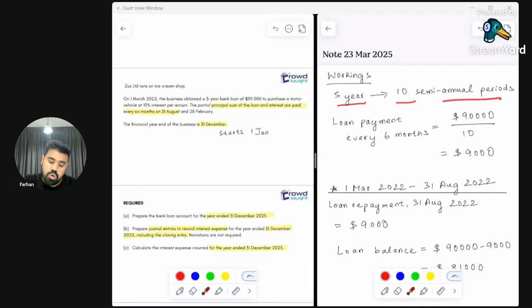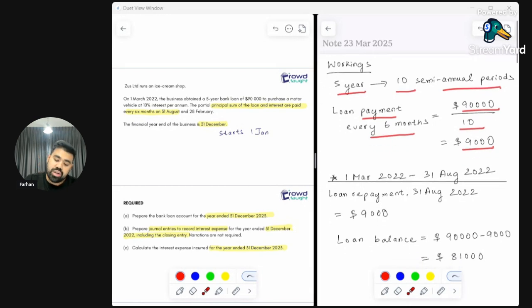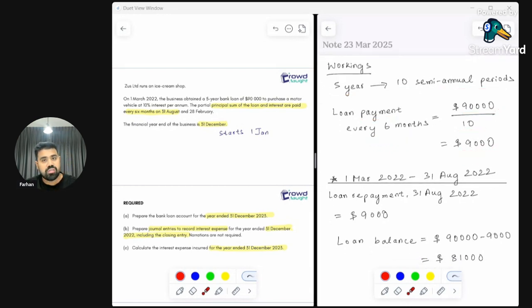Now, we know the loan is repaid every 6 months. So on that basis, if I want to calculate the loan repayment every 6 months, it's simply the loan amount of $90,000 divided by 10 6-month periods or 10 semi-annual periods, which means every 6 months we repay $9,000 of the loan. Okay? All right. Now we need to look at different timelines, which can get complicated. So I need you to focus and concentrate.